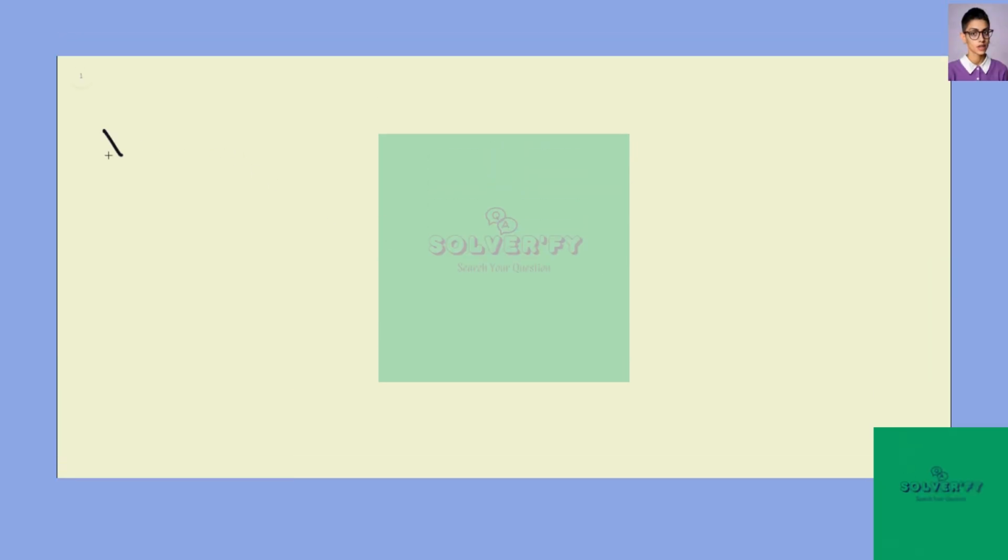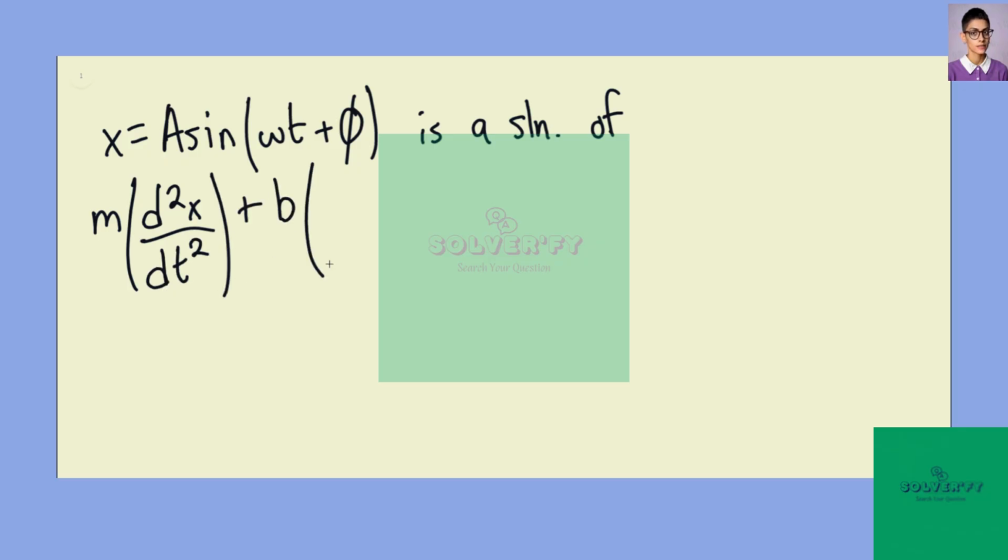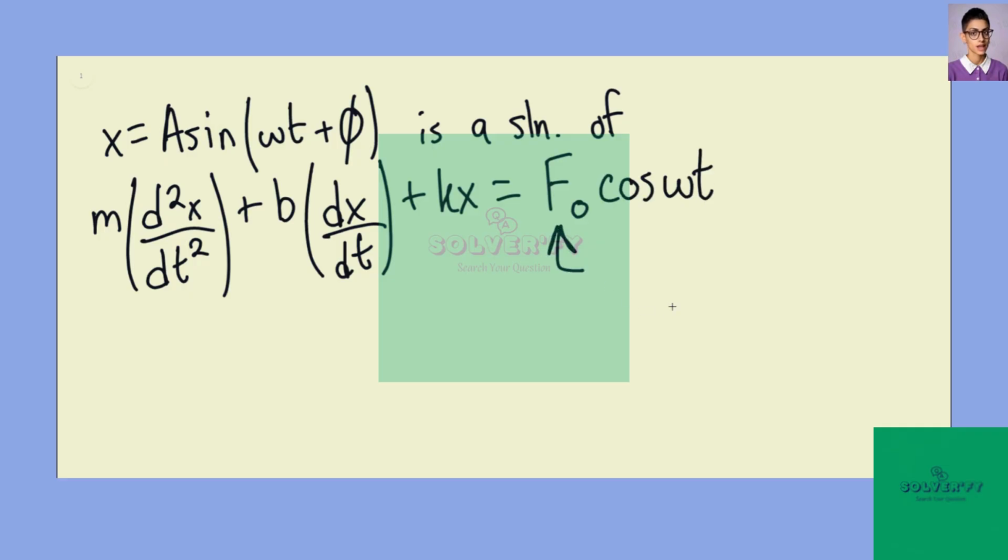So we need to show that x equals A naught sine of omega t plus the phase constant is a solution of m times the second derivative of x with respect to time, plus the damping constant times the first derivative of x with respect to time, plus the spring constant times x, equaling f naught cosine of omega t, because again, we know that there is a sinusoidal external force.